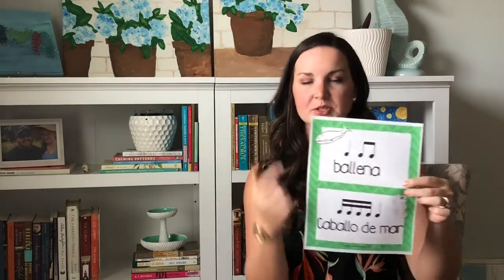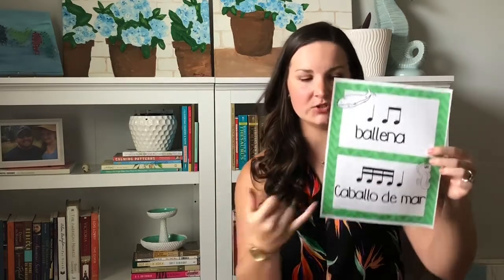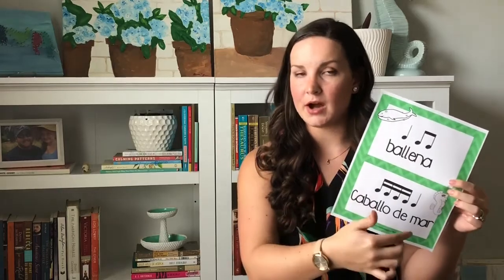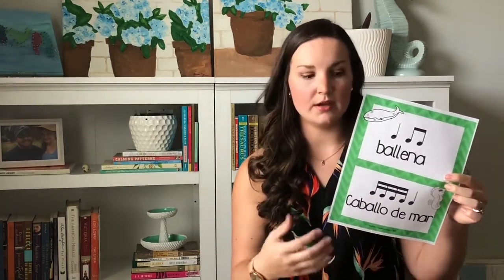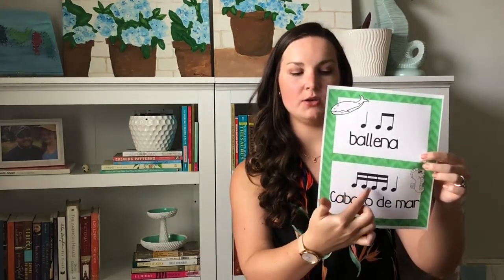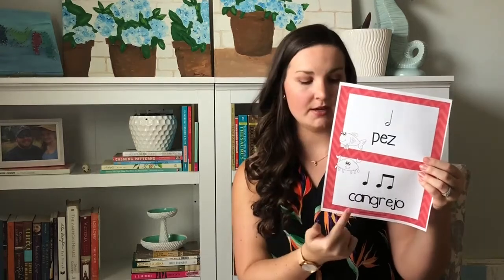The seahorse, this one's a little bit harder because it's really fast. You'll see it in the 16th notes. So it's caballo de mar, literally horse of sea. So it's caballo de mar. And so I have the 16th as caballo de mar. They've really been enjoying that one in particular. This one is fish and it's pez. The bottom one is crab and it's congrejo.